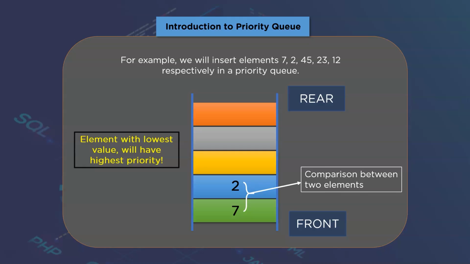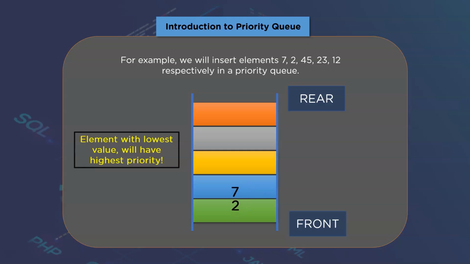But as there is no element inside the queue, the first insertion, that is the element with value 7, will be attained. Followed by that, the next element will be inserted in the queue. Since the newly inserted element is smaller than the previously inserted element, we'll swap their positions in order to maintain order. Remember, the element with least value will have a higher priority and the element with greatest value will have the least priority or order.